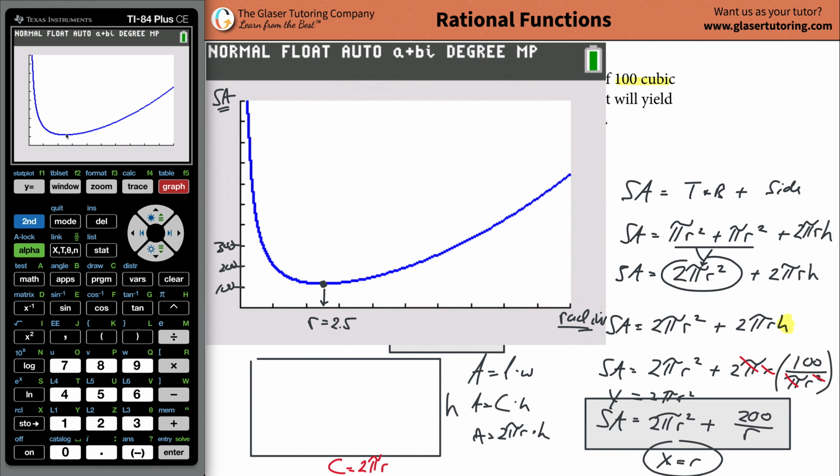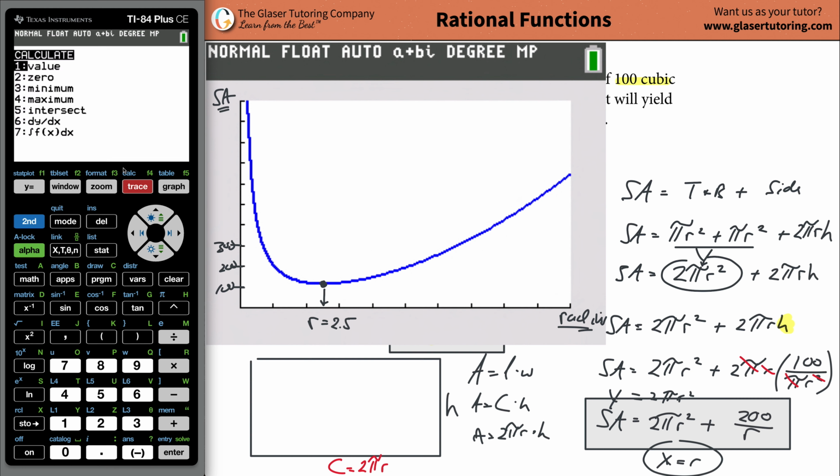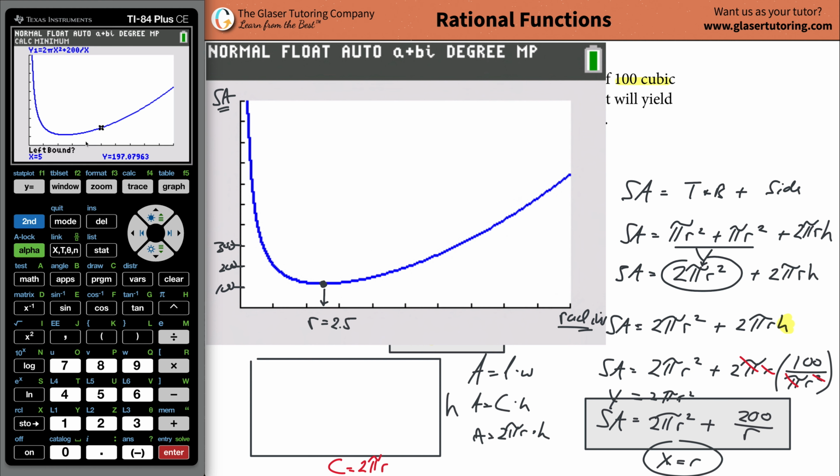If I want to find the coordinates of this minimum point, you're going to use your calc function here. Since it's in blue, you have to hit second and then that button. That brings up the calculate function, and you want to find the minimum. So you can either hit number 3 or scroll down to 3 and then hit enter. Now it's going to ask you to select the point to the left of the minimum.